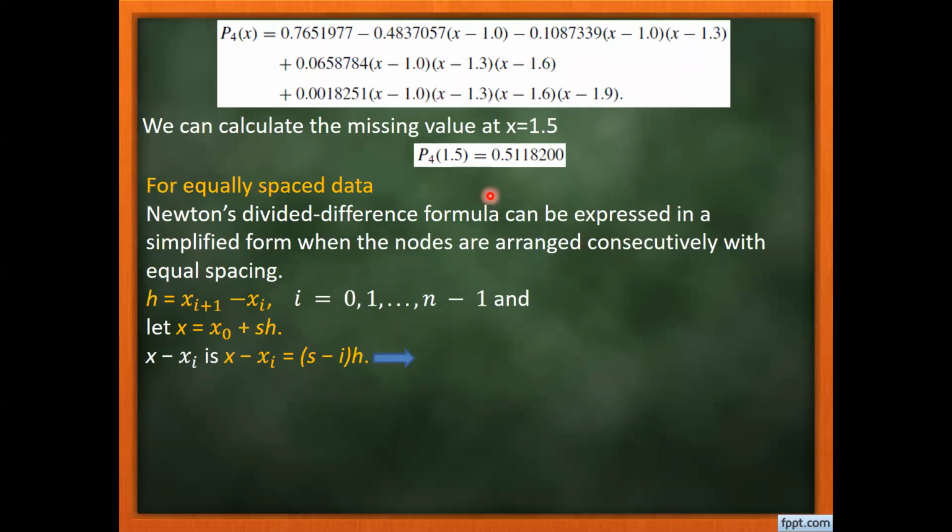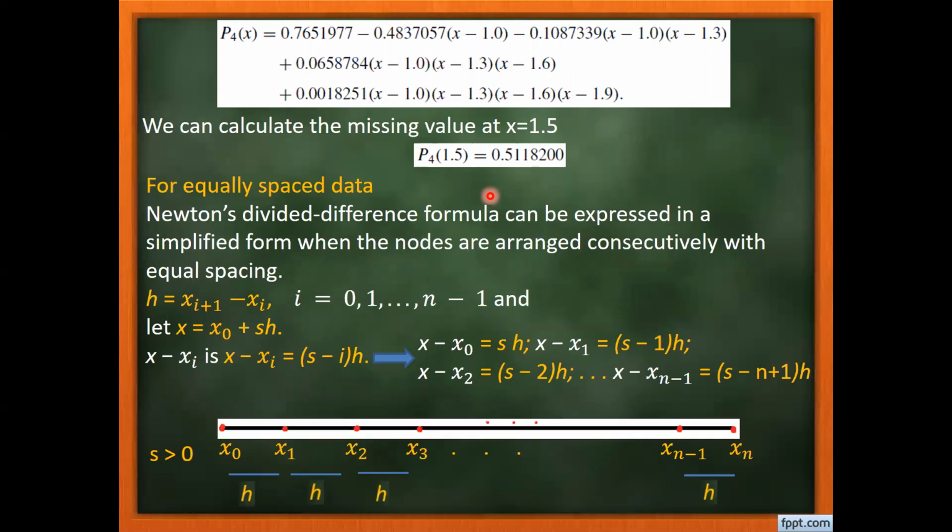Now, let's consider we have equally spaced data points. This means that x0, x1, x2, x3 up till xn, if drawn on a grid or a straight line, each one of them is separated by a constant distance. In this case, we have assumed that to be h. So this means that x1 minus x0 will be equal to h, x2 minus x1 will be equal to h, and x3 minus x2 will be equal to h.